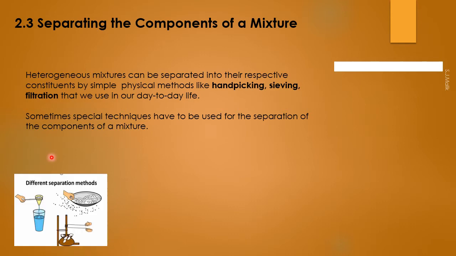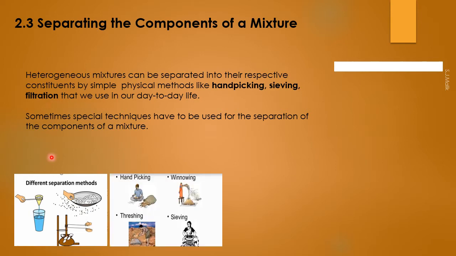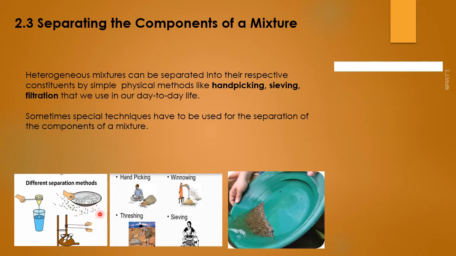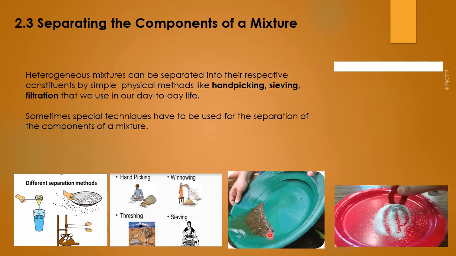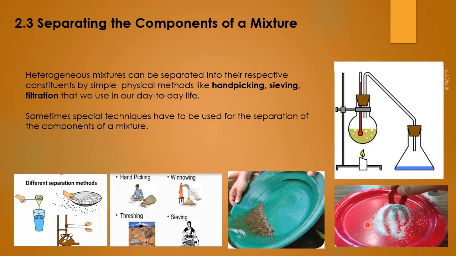These are very simple methods that we are using in our homes also to separate one part of a substance from another part. Handpicking, winnowing, threshing, sieving, filtration, centrifugation, decantation, with the help of a magnet, and distillation. So these are some methods that are used for separating the components of a mixture.